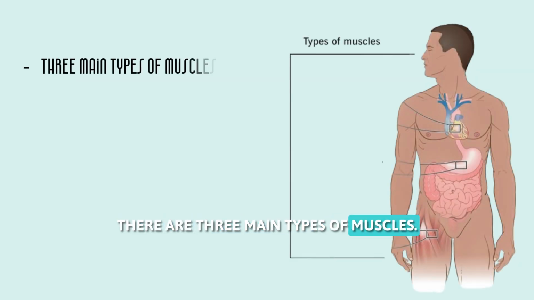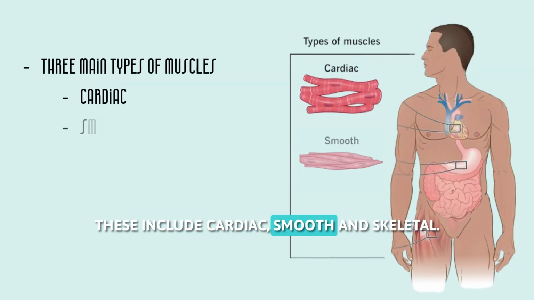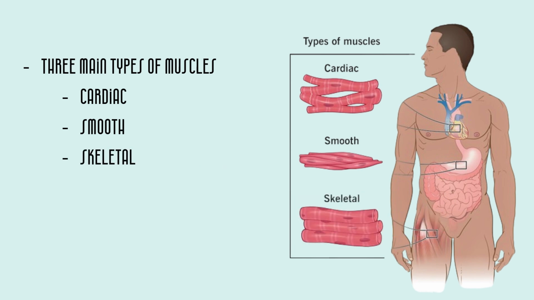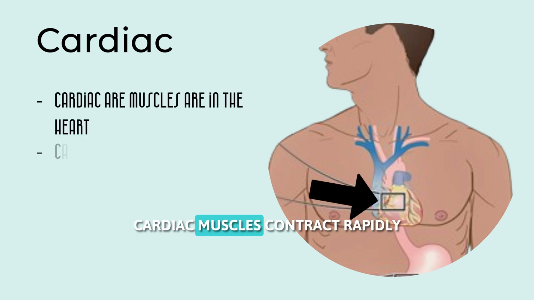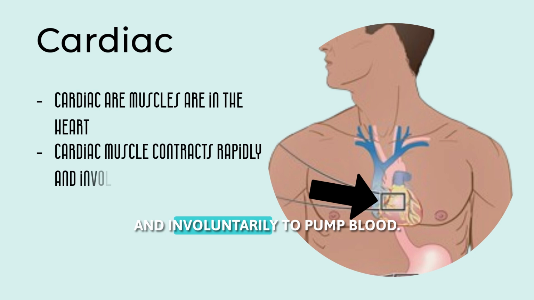There are three main types of muscles. These include cardiac, smooth, and skeletal. Cardiac muscles reside in the heart. Cardiac muscles contract rapidly and involuntarily to pump blood.